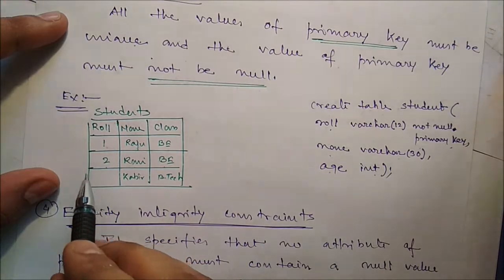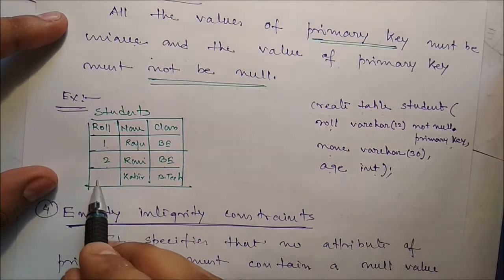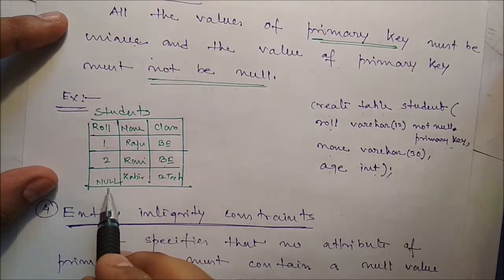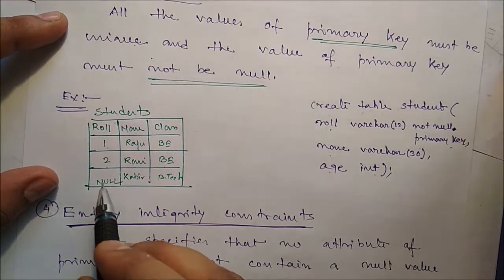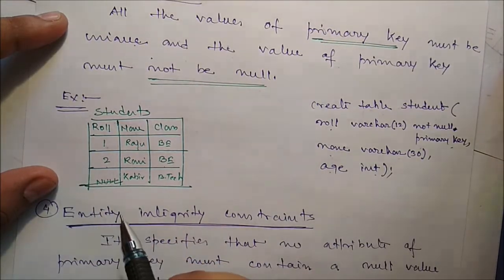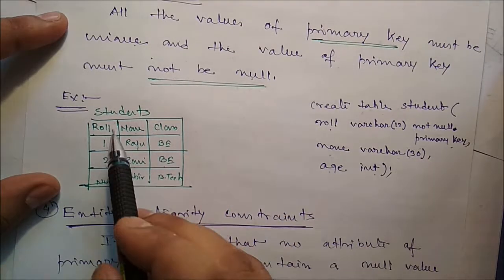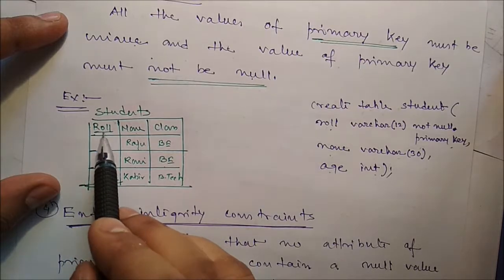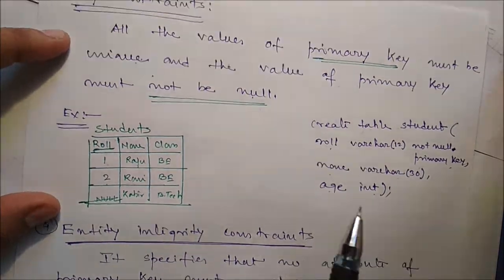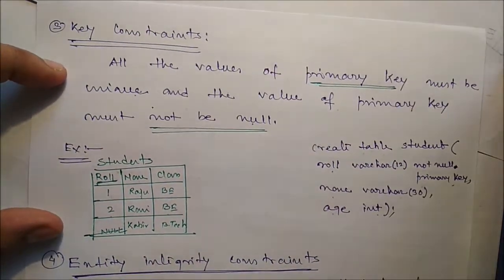Now suppose we want a null here, we want blank. That means we want to put null here. We want to put blank here. So it is not possible. It is not allowed to put blank. It is not allowed to put null in the roll number primary key, in a primary key attribute. So that is called key constraint.